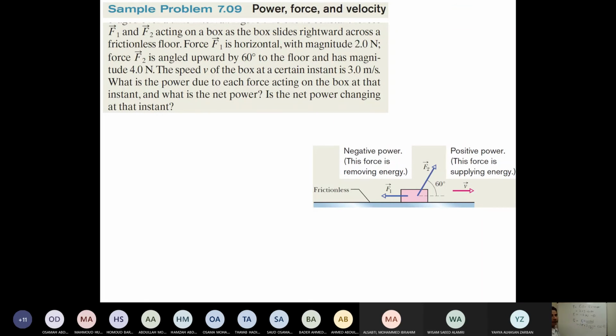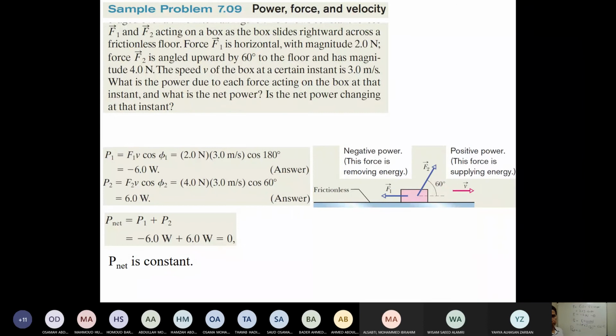Now they're asking for how much is the net power, so we just need to add them. The net power, the total power is 0 because it's minus 6 and plus 6, so we get 0. At the end, they ask, is the net power changing at that instant? Is it depending on time? No, so it's not changing.